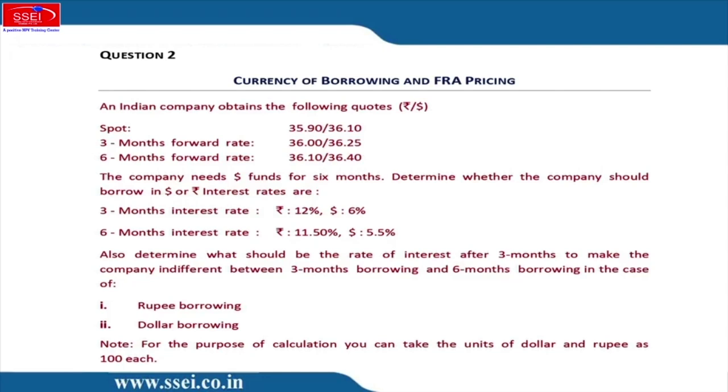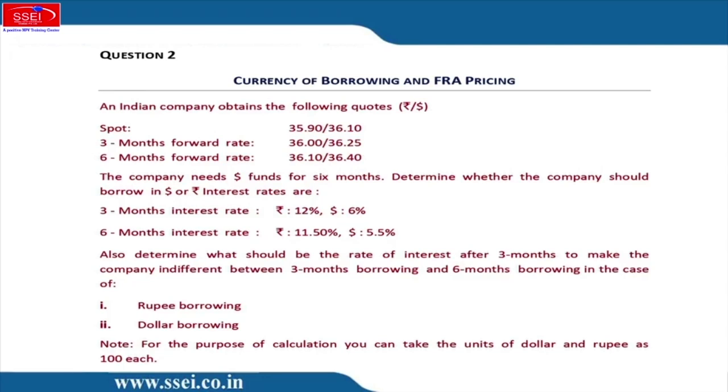Alternative one, borrow $100. If we borrow $100, the interest rate for 6 months is 5.5%. So how much do we have to repay after 6 months? $100 plus 5.5% of 100 into half, which is 102.75. Correct. So there will be an outflow of 102.75 after 6 months. So we cover it forward at 36.4. So 102.75 into 36.4, that comes to 3740.1.